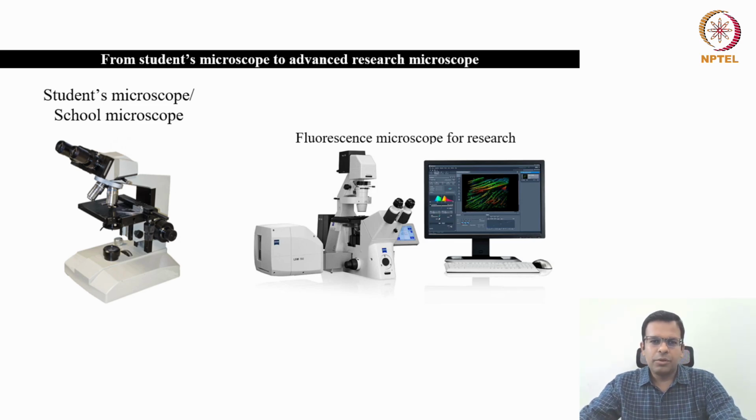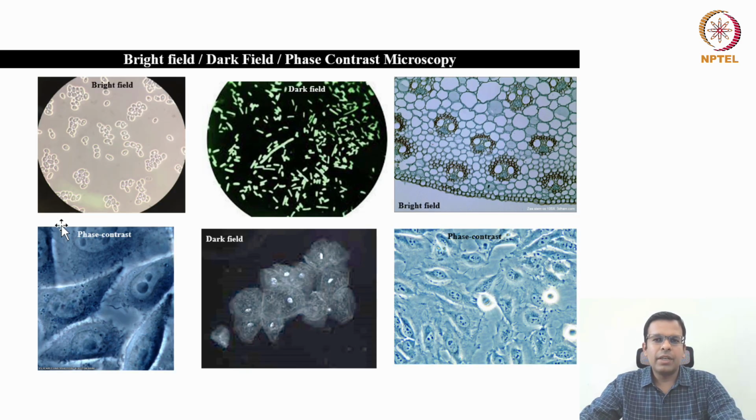Now let me show you which kind of images can be produced by the student's microscope. Here you can see the student microscope is available in different configurations, which are known as bright field microscope or dark field microscope or phase contrast microscope. And using all these different configurations, you can produce images like this. Here you can see the bright field image where you can see the cell morphology, you can count the number of cells, and you can see the size and shape of the cells.